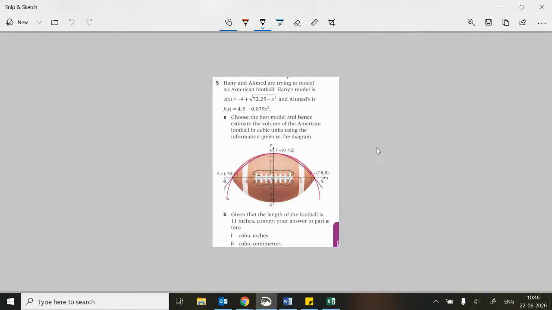Hi there, this is just an explanation for 11I 5 part B. So it's just the conversions into cubic inches and into cubic centimeters. So it's not talking about the integration really.